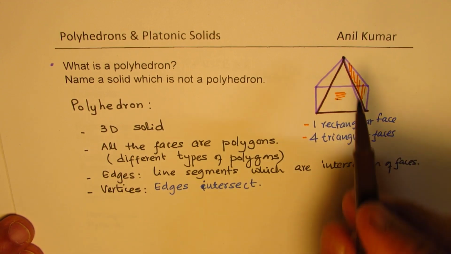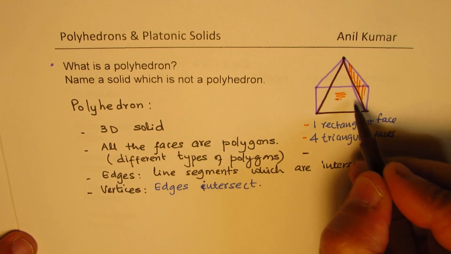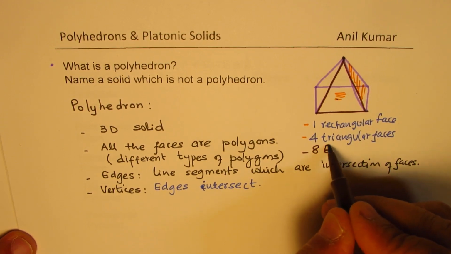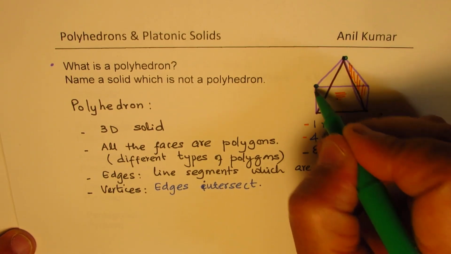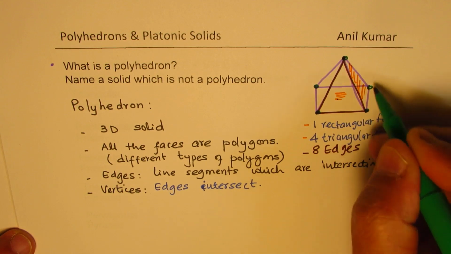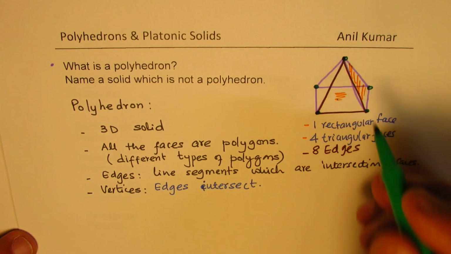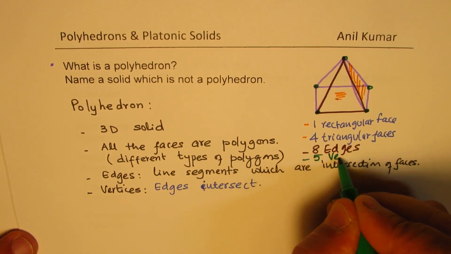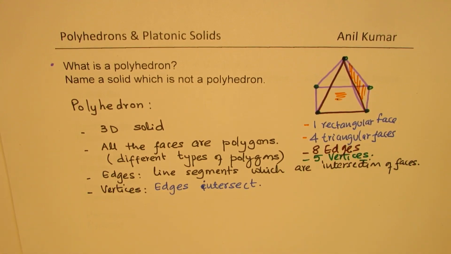Do you see that? So we have how many edges? We have 4 at the bottom and 4 going to the vertex. We have 8 edges. Is that clear? Now, these edges intersect at some points, and these points are the vertices. Correct? So 1, 2, 3, 4, and 1, 5. So that is how we have a well-defined polyhedron.